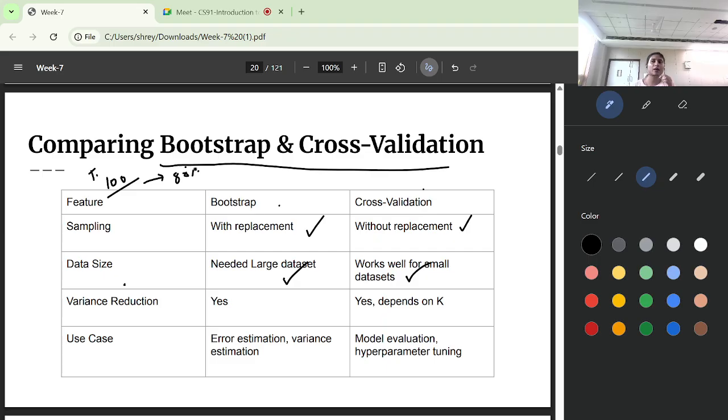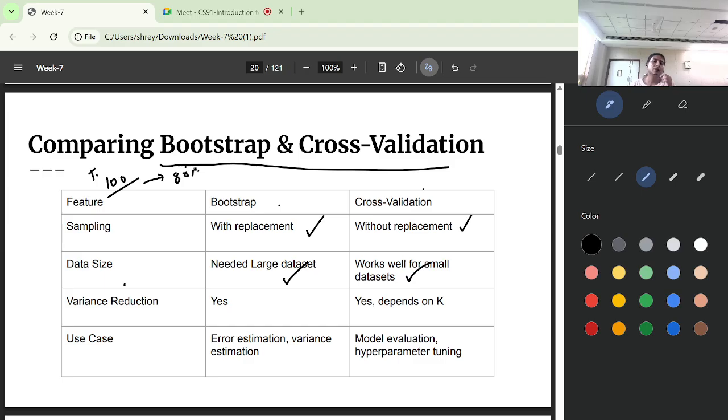Bootstrap can be used more when you have thousands, 10,000 of data, and you are taking some 70, 80 or 90% of the data, then you can go for the bootstrap.